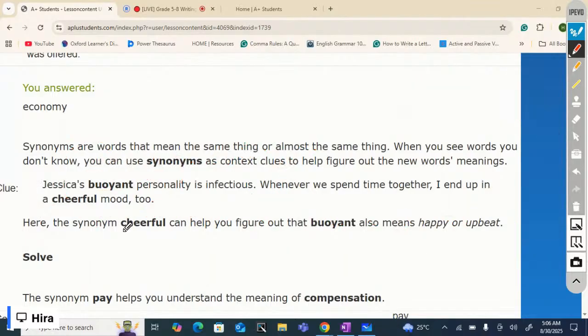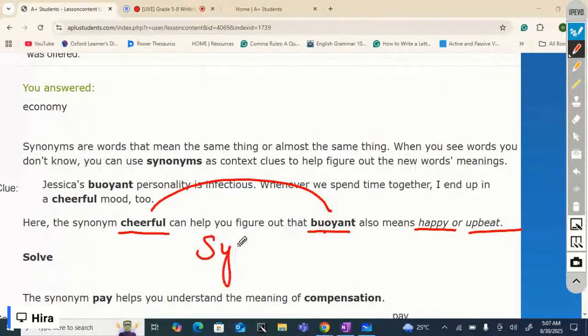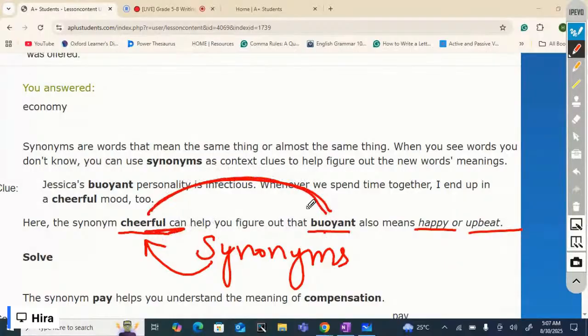So, here the synonym cheerful can help you figure out that buoyant also means happy or upbeat. So, Jessica's happy or upbeat or cheerful personality, and the words buoyant and cheerful are synonyms. So, this synonym helps you figure out the meaning of this new word.